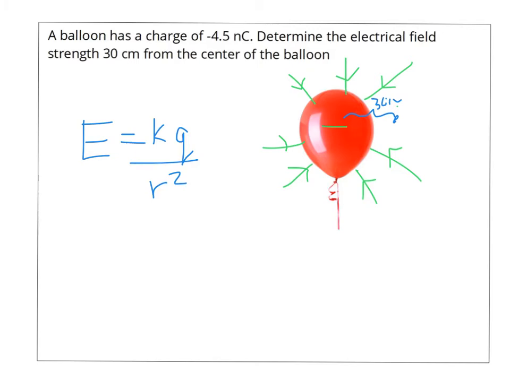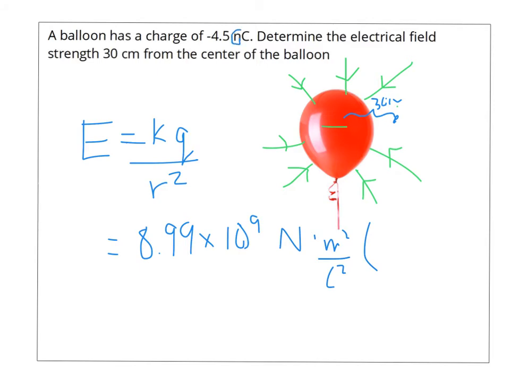So my formula is electric field is kQ over r squared. Now when we are doing this calculation, we want to work in coulombs. So k is 8.99 times 10 to the 9 newtons times meters squared over coulomb squared. Q is my charge. Now nano is 10 to the negative 9. So this is 4.5 times 10 to the negative 9 coulomb. So it's a very small number.